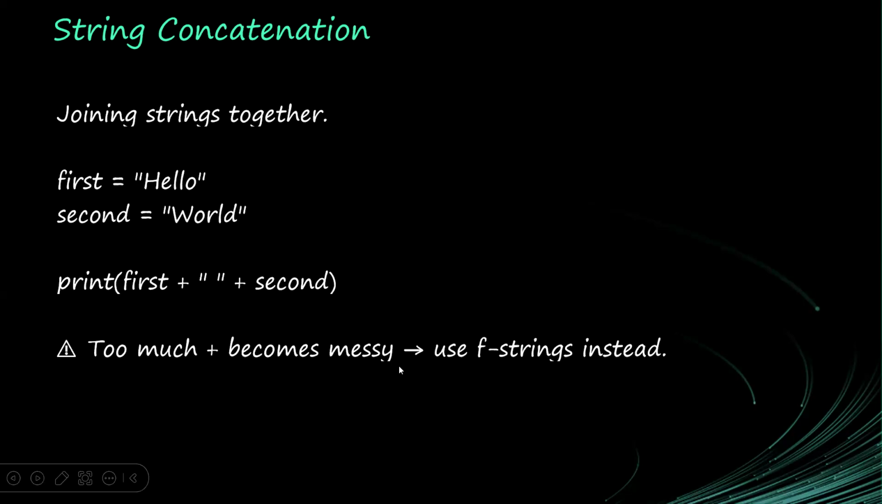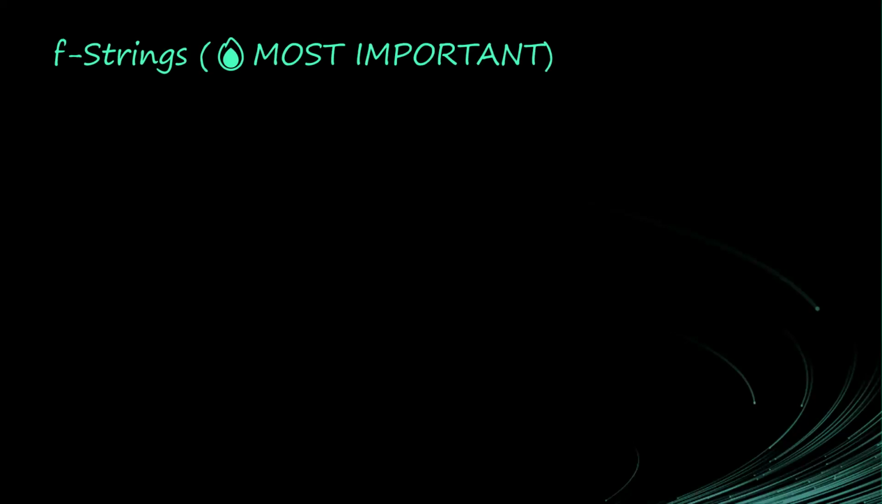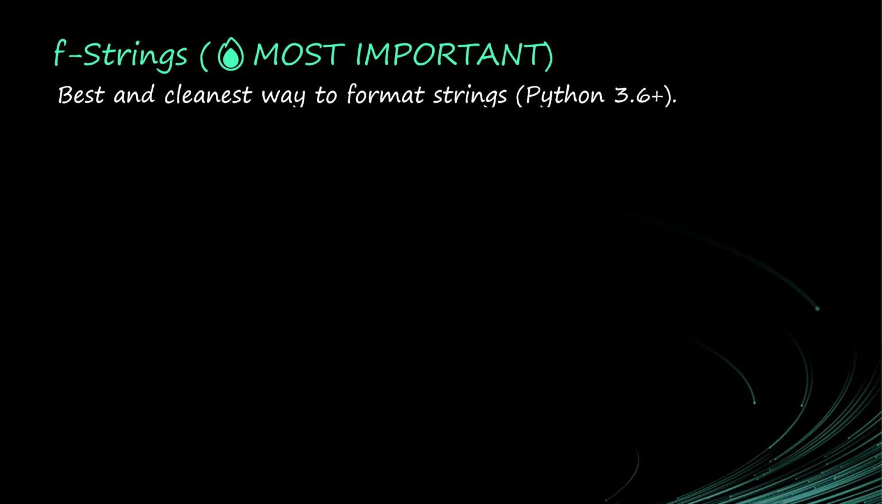Too much plus becomes messy. In short, when you have too many of these, you have to start using F strings instead. Don't use too many of the plus because it will become messy. All right, so let's talk about F strings. F string is cleaner.